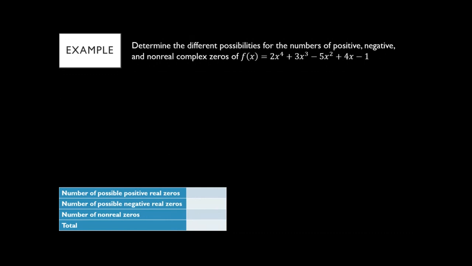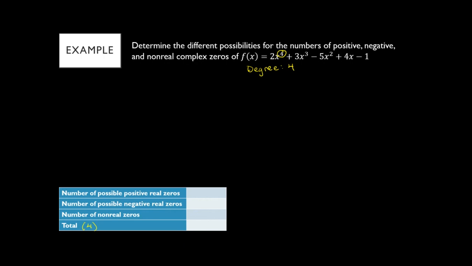So first, you want to start with the degree. The degree of the polynomial is that highest exponent. So our degree is 4. And so these need to add up to 4. The total is going to be 4. I'm just going to put that right here, but I'm not going to put it into my box because I fill that out last.